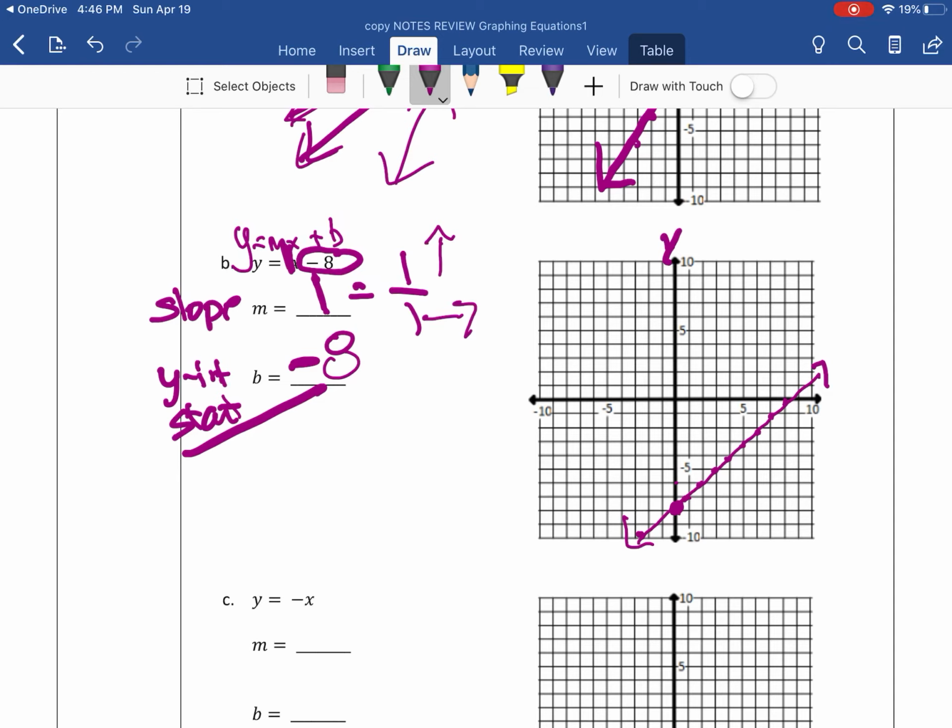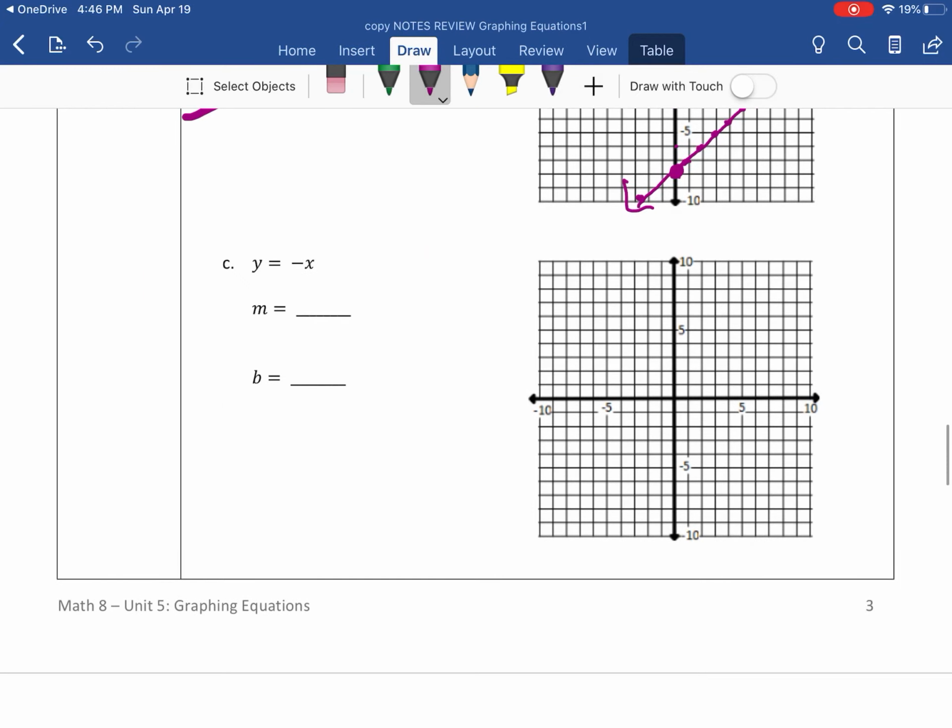Awesome. So your graphs should all look exactly like that. All right. Well, let's see. Example letter C. y equals a negative x. So we need to find our slope, our m, and our y-intercept, our b. y equals mx plus b. y equals, what's with my x? A negative what? A negative assumed 1. So now our slope is going to be opposite. It's a negative, so it's going to be running in this direction.